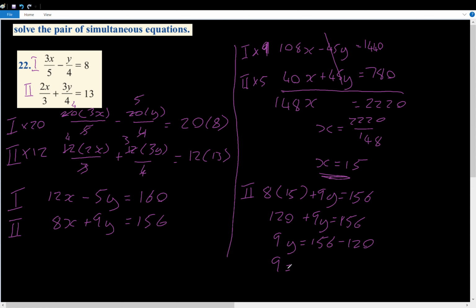So 9y is equal to 156 minus 120, which is 36, which means y is equal to 36 over 9, so y is equal to 4. And that is that.